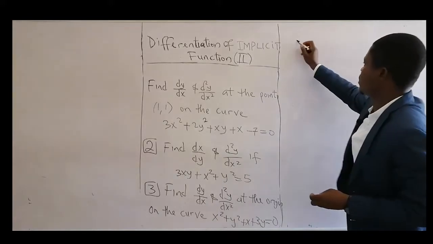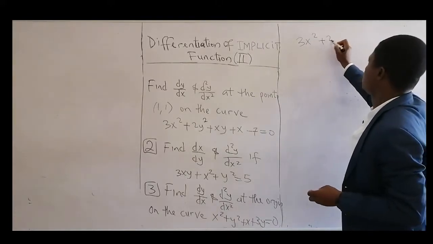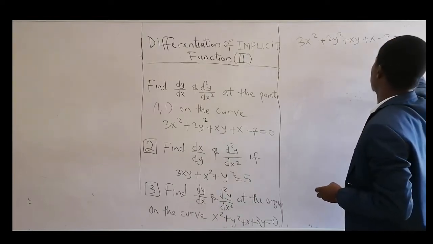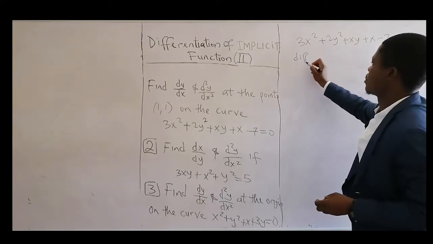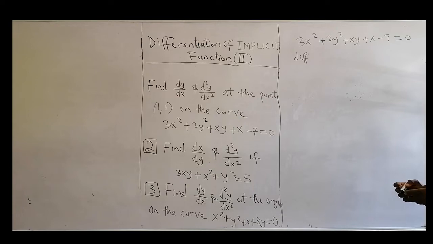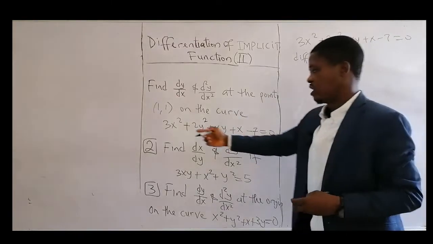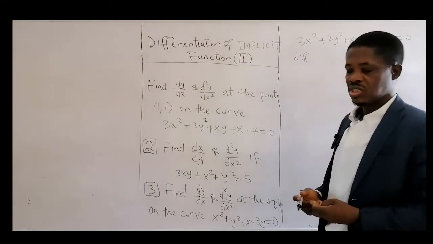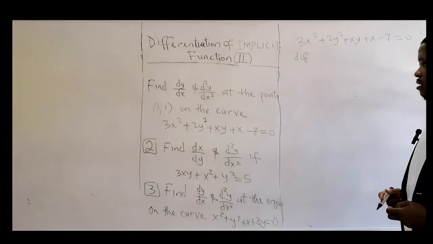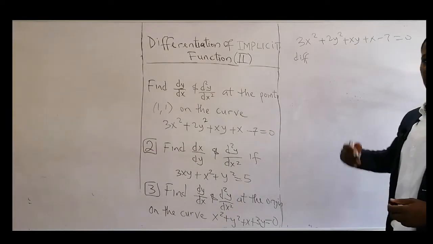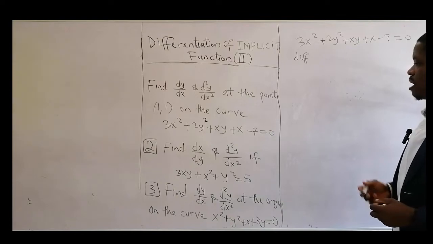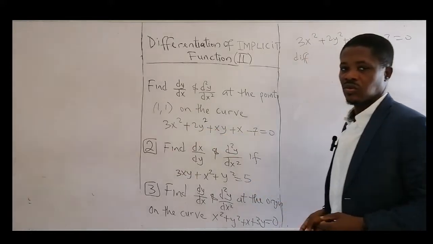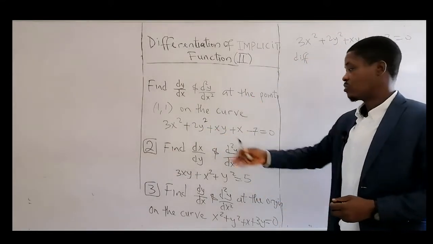Okay, the part two we have this function: 3x squared plus 2y squared plus xy plus x minus 7 equal to 0. So differentiate this one. I've told us that this is implicit in the sense that we have more than one variable there, different variables. So at the end of the day, you're going to differentiate with respect to those variables. You're going to have dy dx. What I mean is that you have more than one variable. In this case, you have x, you have y, unlike previous topics that had one variable.